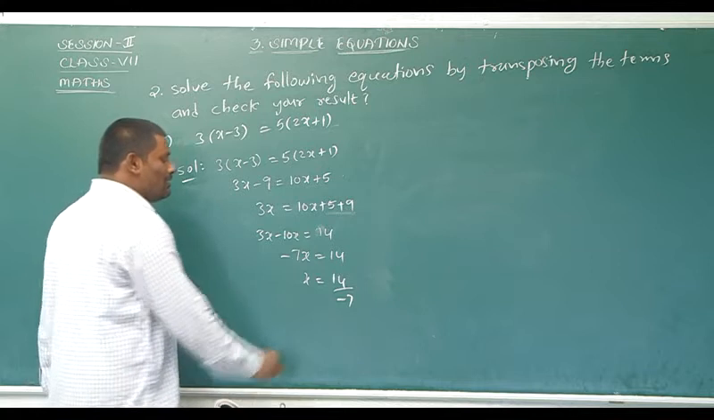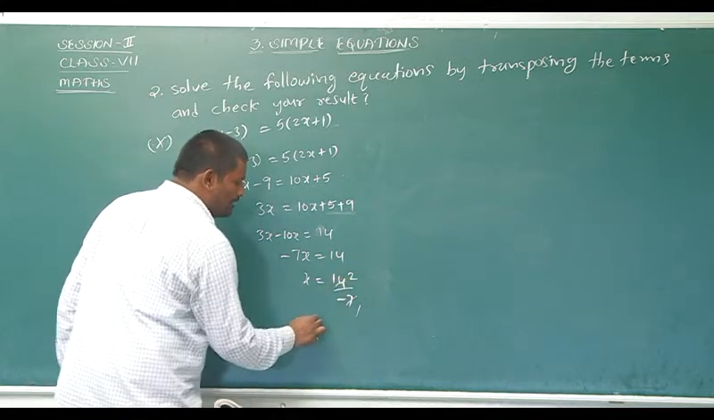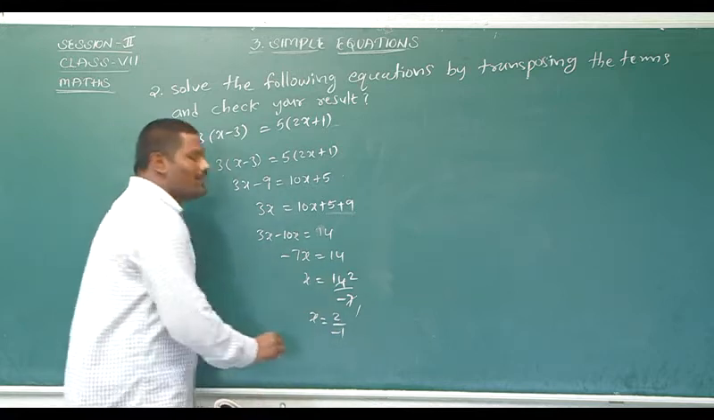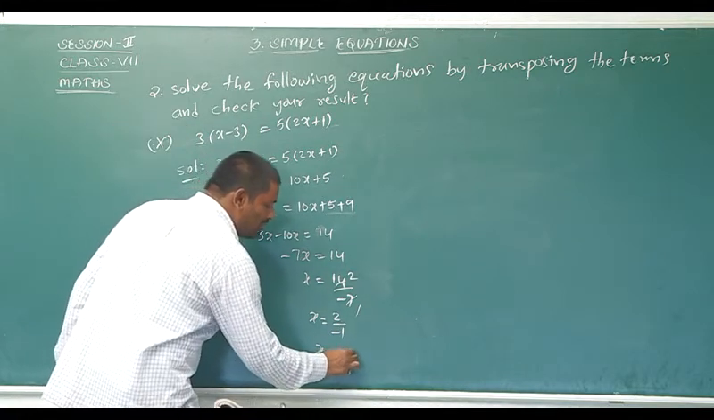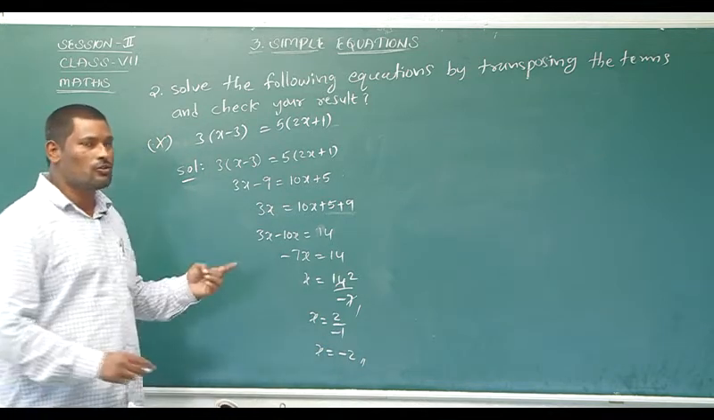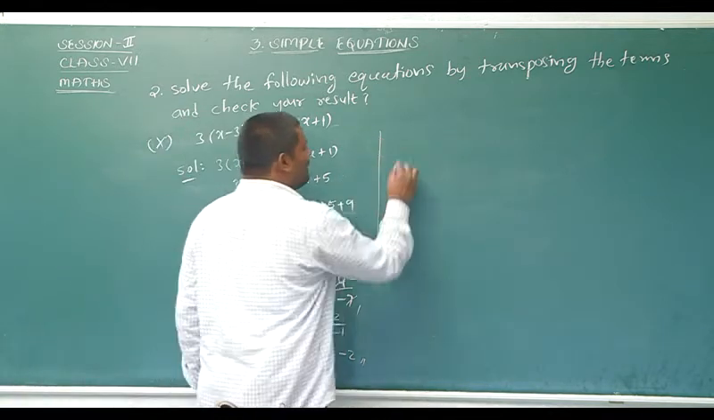Now you see here 7 ones and 7 twos here. x is equal to 2 by minus 1. So this minus we can give to the numerator, then x is equal to minus 2 here. So we got the value x is equal to minus 2. Now let us verify whether our answer is correct or not. Check.